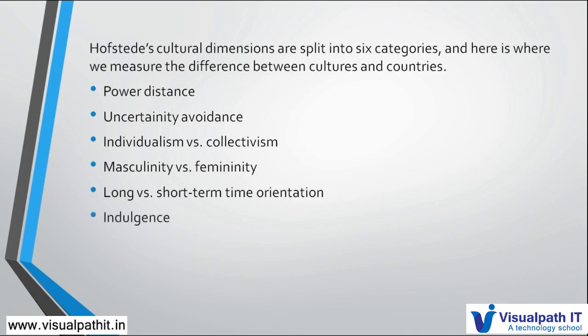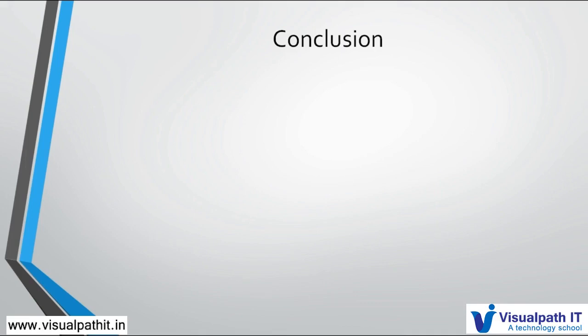And the last is indulgence. So these are the six categories of Hofstede's culture dimensions which we have gone through. So I hope you may remember these six when you use a mental model. So at last, let's conclude.